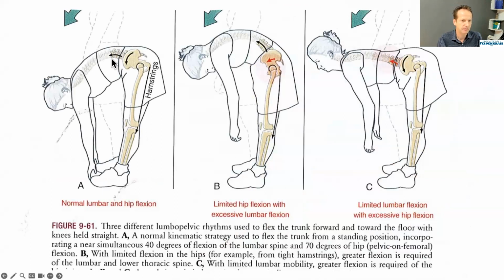Here, Dr. Newman in his book has these three. The first one he calls normal, when there is a distribution between the pelvis tilting forward in the hip joints, and then uniform spinal flexion to touch toes. So it's a combination of hip plus entire spine.